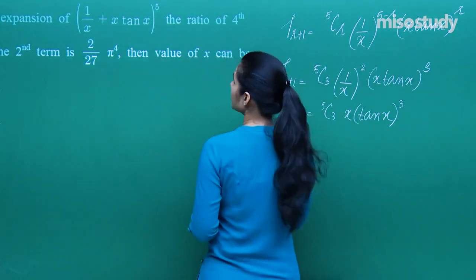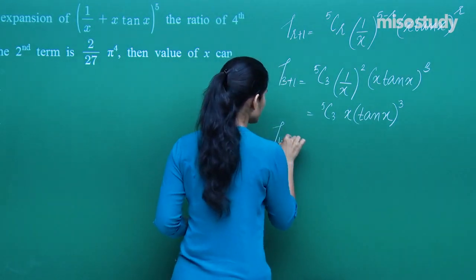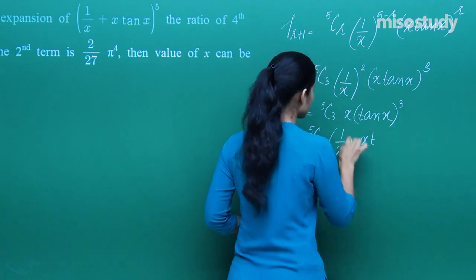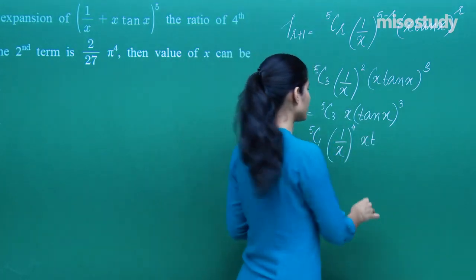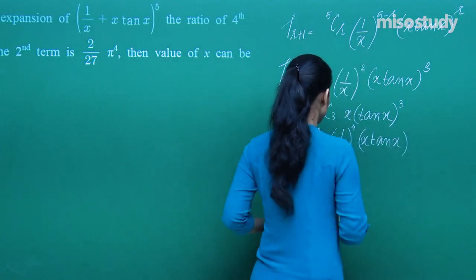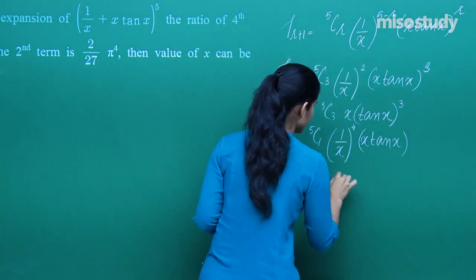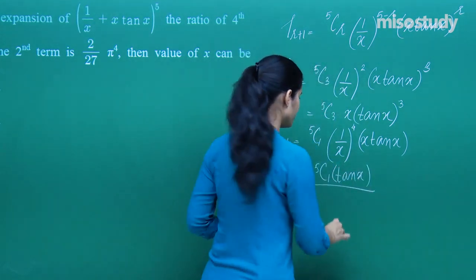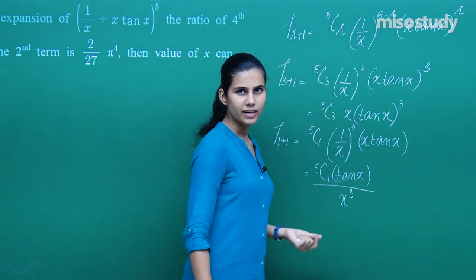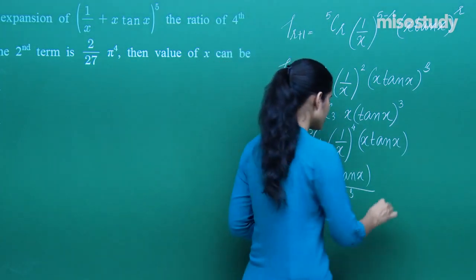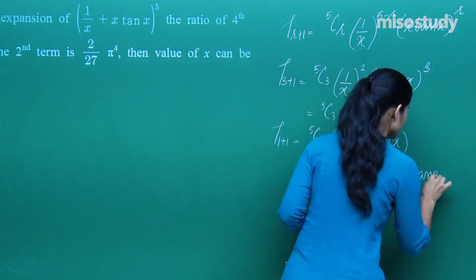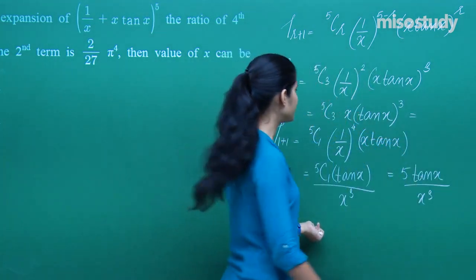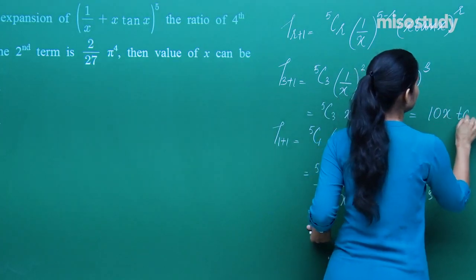Similarly, this is the 4th term. What the 2nd term is? 1 plus 1. So this is 5C1, (1 by x) to the power 4 actually. So (1 by x) to the power 5 minus 1, (x tan x) to the power 1. So from here you get 5C1 tan x whole upon x cube. What is 5C1? 5 factorial upon 1 factorial into 4 factorial. So this gives you 5 tan x whole upon x cube, and this gives you 5C3. 5C3 is nothing but 10. So this is 10 x into tan cube x.